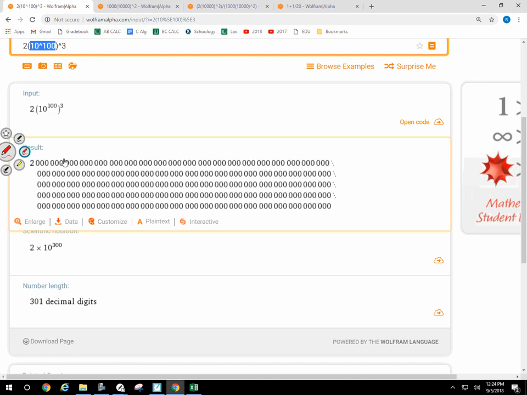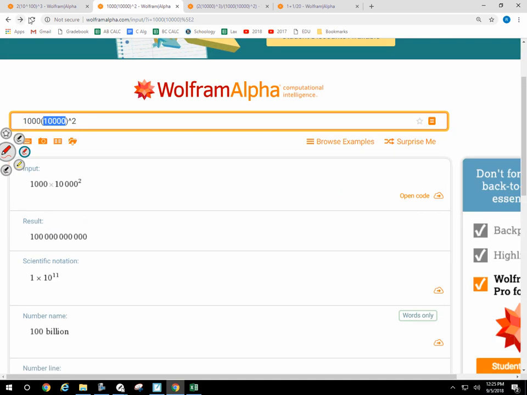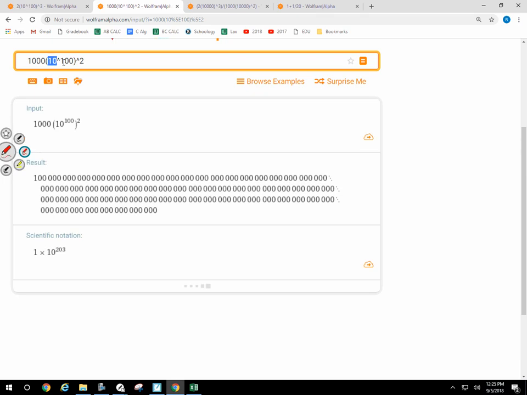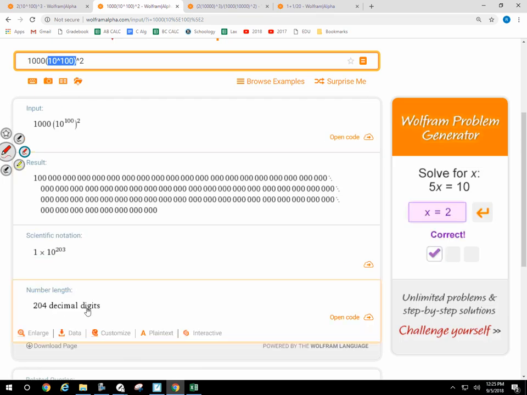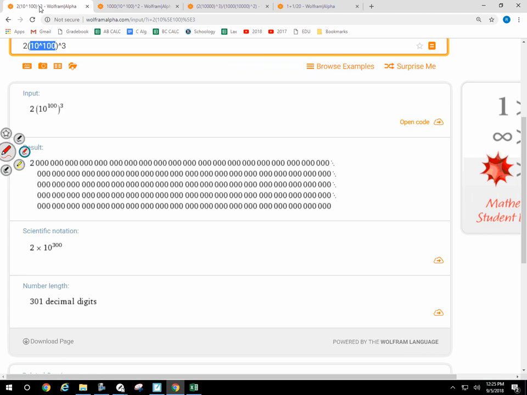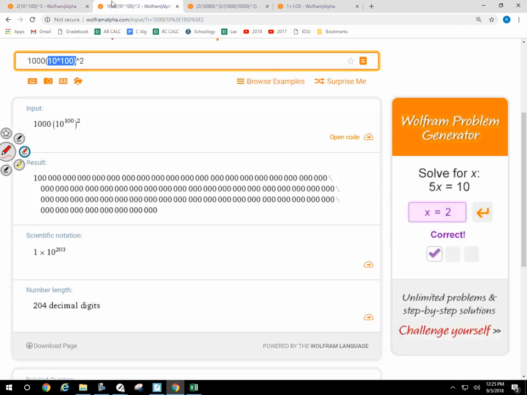Well, let's plug a googol into 1,000x squared. I plug in a googol into 1,000x squared. There's the googol plugged in. I get something that's 204 digits long. So we're talking about 300 versus 200 digits. Okay? Well, it seems like you're adding a 200-digit number to a 300-digit number. It's going to change that 300-digit number.